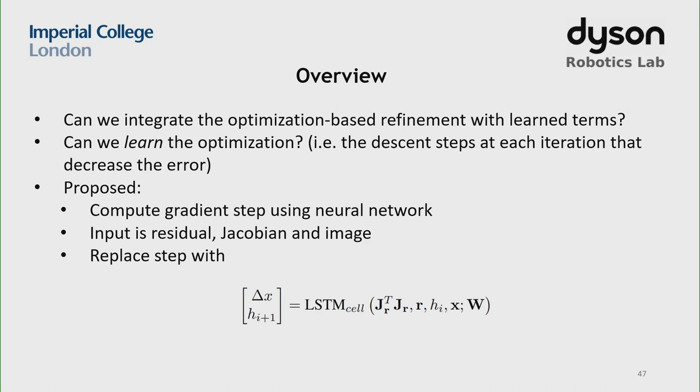So what we do here is we compute the gradients as we would in a standard optimization procedure. And then we feed these gradients, along with the current residual, into an RNN. The residual is basically just the error term, and the image itself. Then we replace the update steps in our optimization process with the output of an LSTM that is fed with all this data.